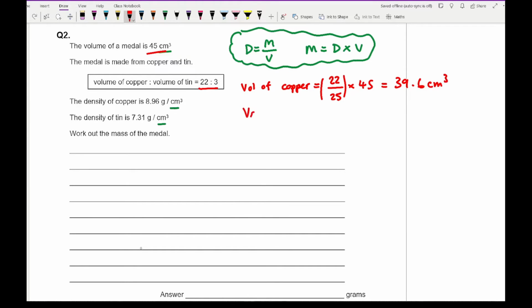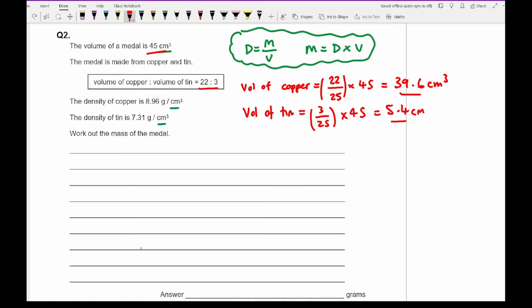I then do the same for the volume of the tin. Now, I could do it in a couple of ways. I can either subtract 39.6 away from 45, or I can check to make sure the proportion is correct, in which case I get 5.4. And if I add those two numbers that I've just calculated up, they do give me 45. So those volumes are correct.